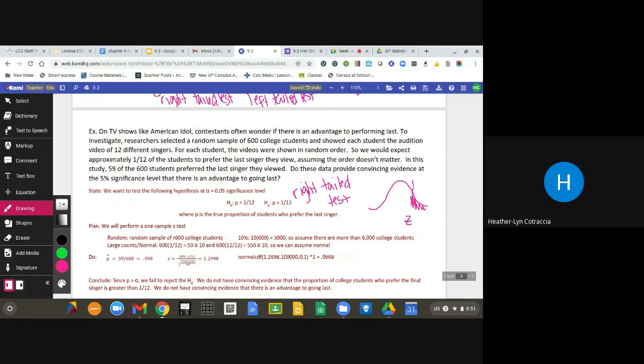So now let's talk about state. In state, you need to state your significance level, your hypothesis, and what your p is. My significance level is 0.05. By the way, if they don't tell you a significance level, use 0.05.